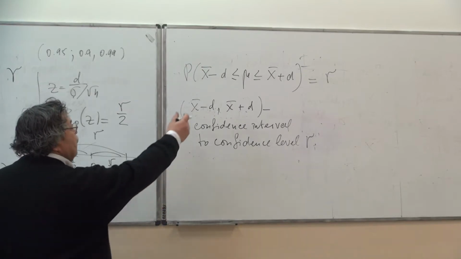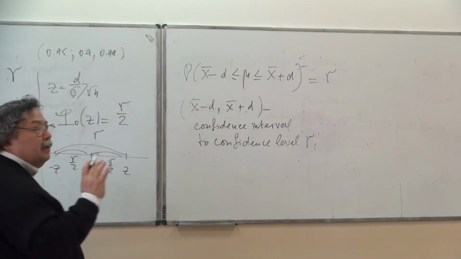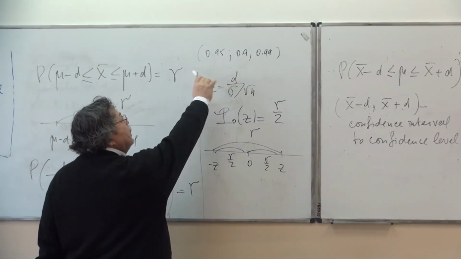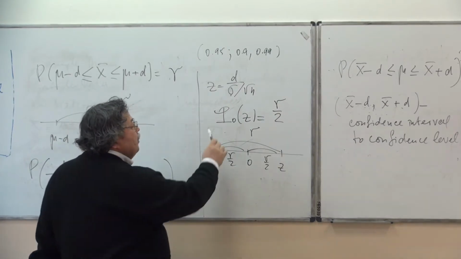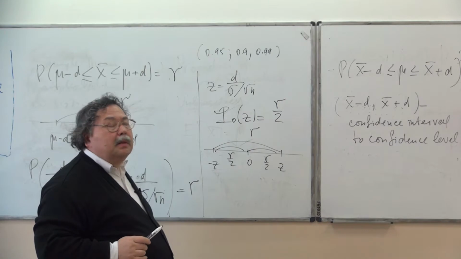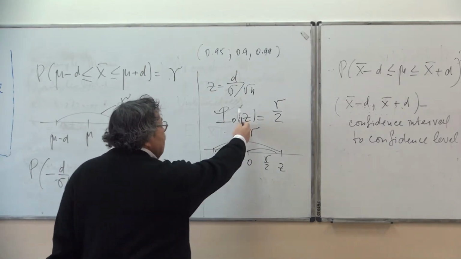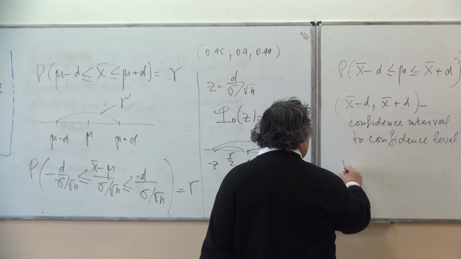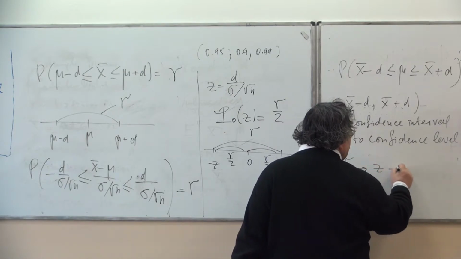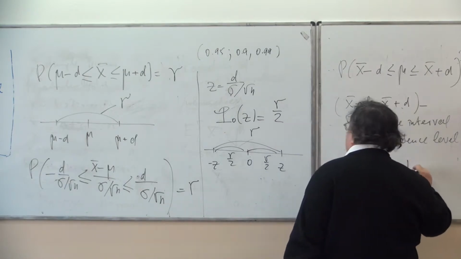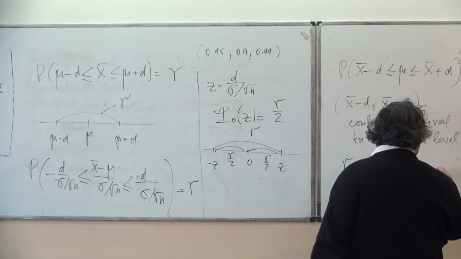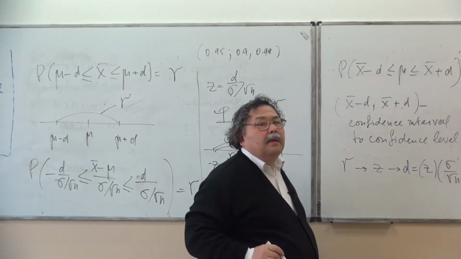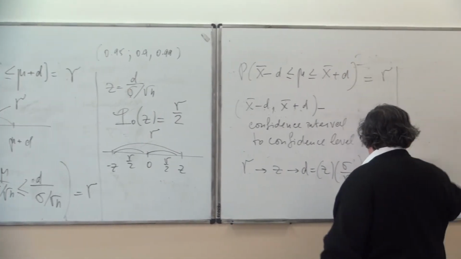So how do we actually find d here? The order of operations is this. We set a value of gamma, typically one of these. Then we solve this equation, maybe using the table, which gives us a value for z. So gamma gives us z, and then d equals z times sigma over root n. This is how it works. All right, let's give it an example.